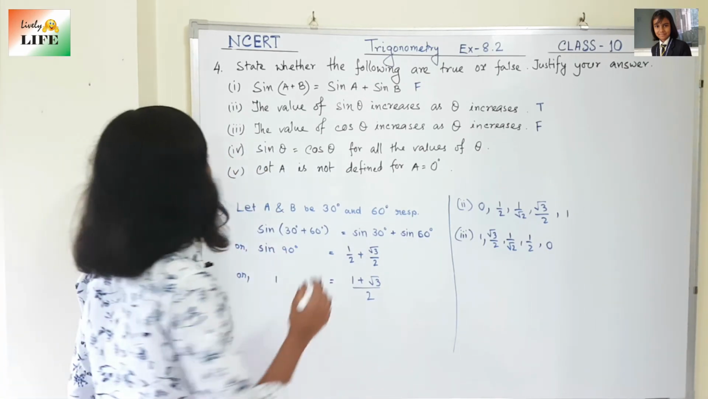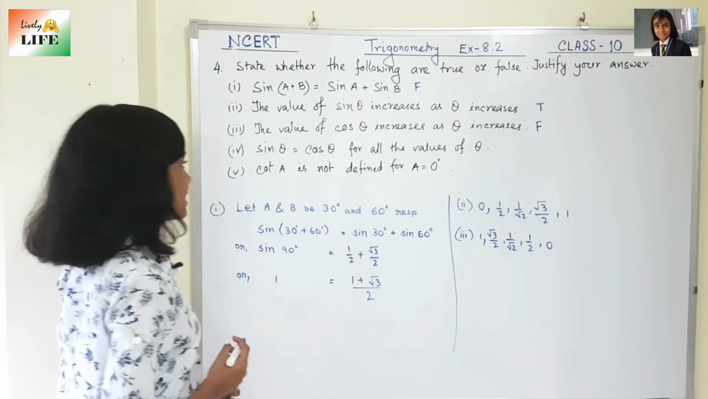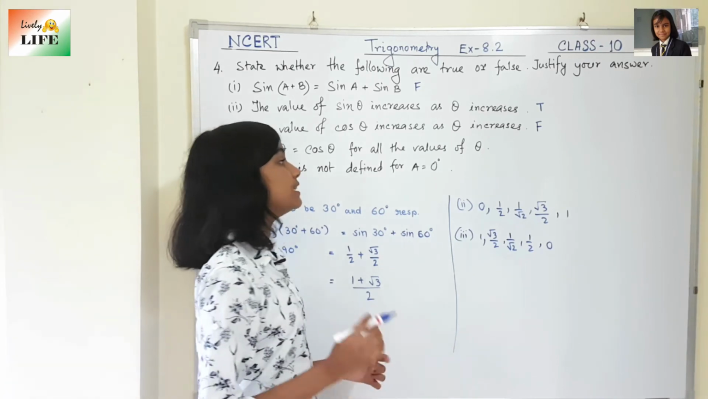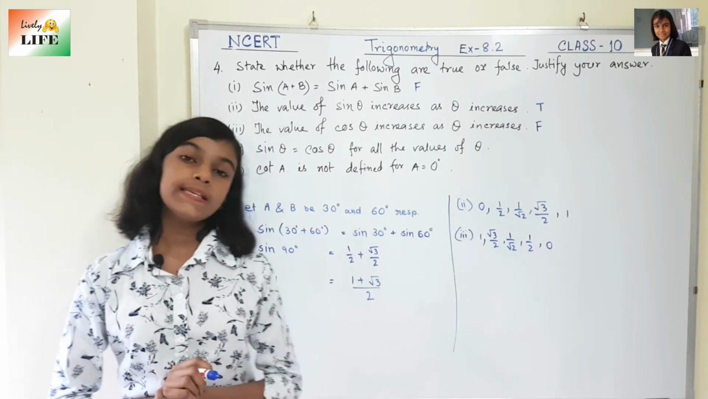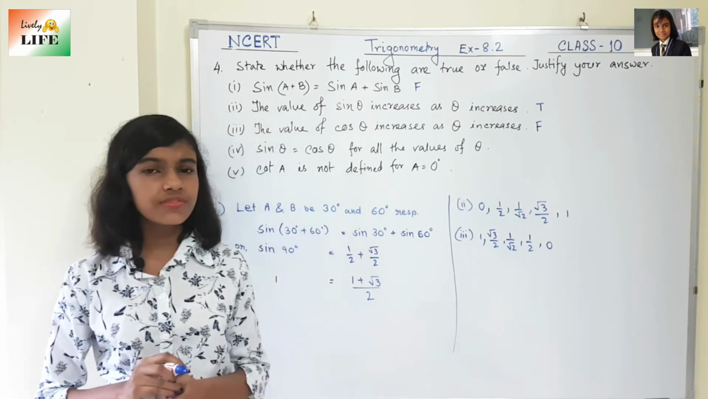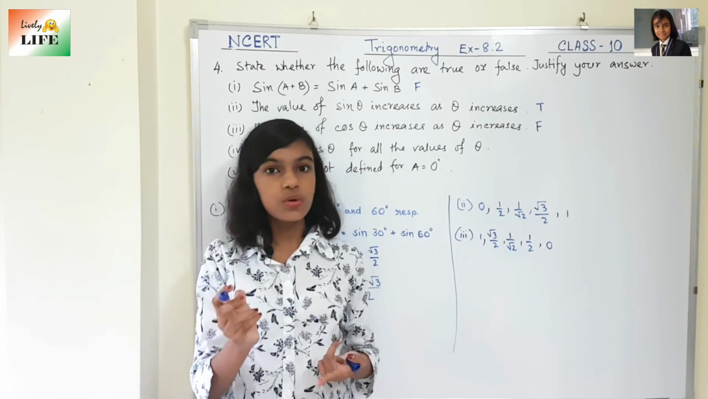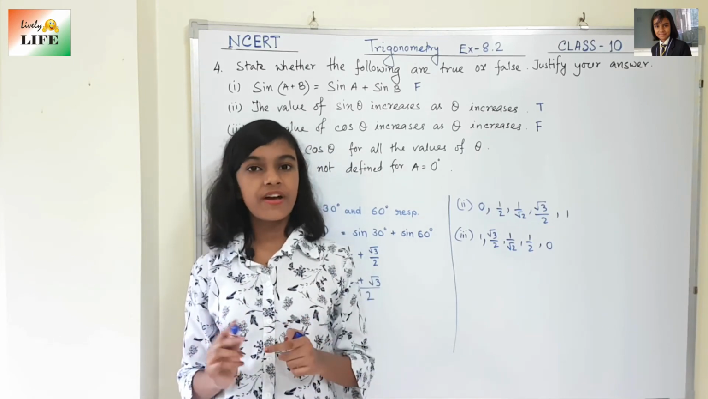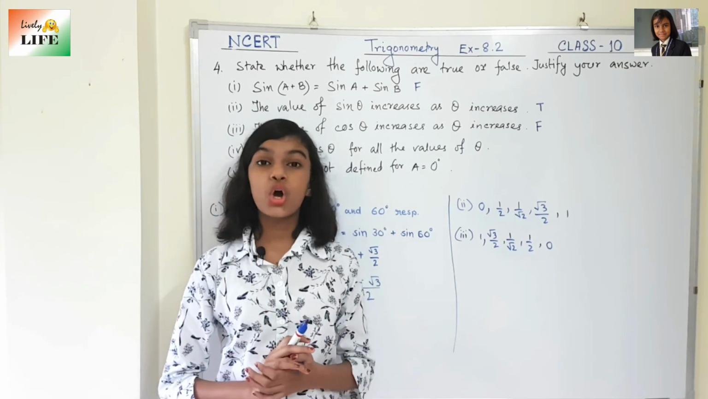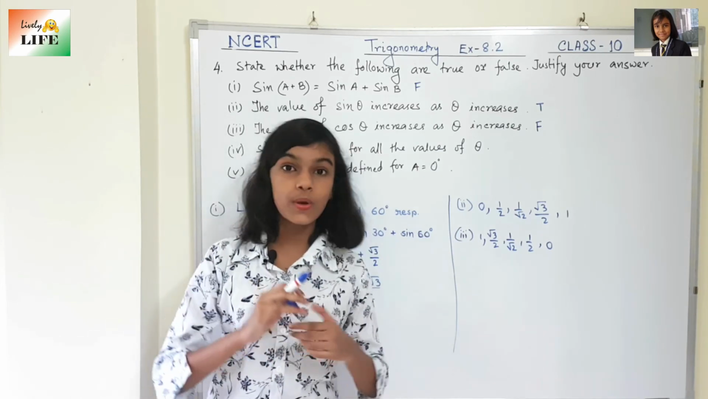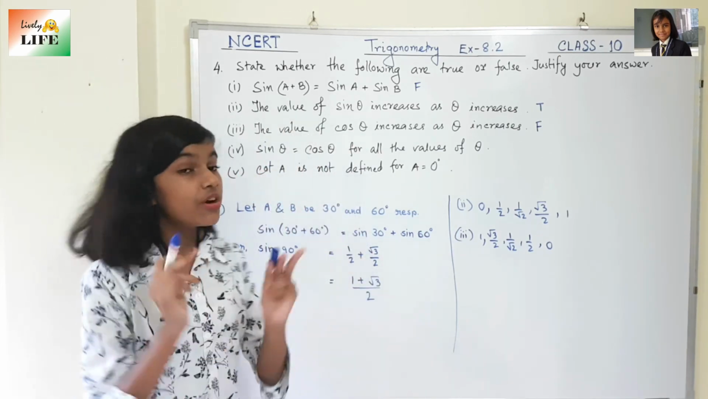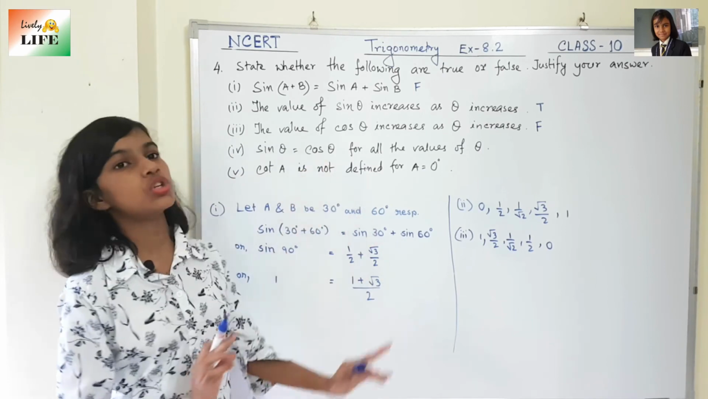Question number 4. Sin theta is equal to cos theta for all the values of theta. Is sin theta equal to cos theta for all the values of theta? No, only for 45 degrees. Sin 45 is equal to cos 45, right? What is sin 45? It is 1 by root 2. And what is cos 45? Cos 45 is also 1 by root 2. So only for 45 degrees sin theta is equal to cos theta.